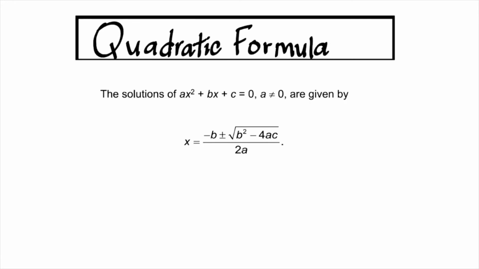The fourth type of property that I'm going to use to solve quadratic equations is the quadratic formula. So I have x is equal to negative b plus or minus the square root of b squared minus 4ac, all over 2a. So the whole quantity is over 2a. Now let's see this in action.